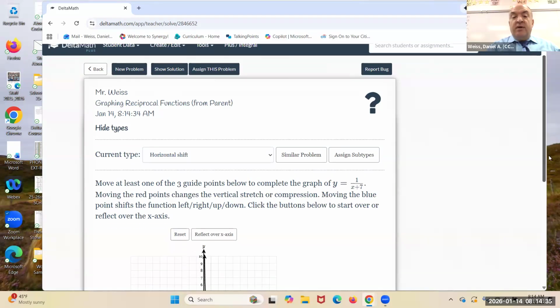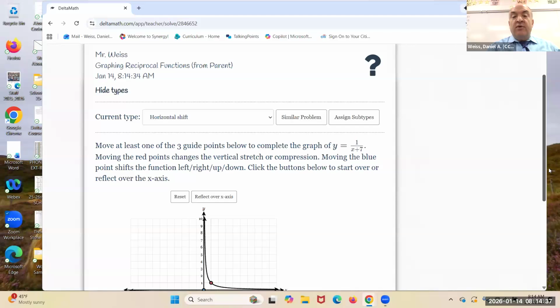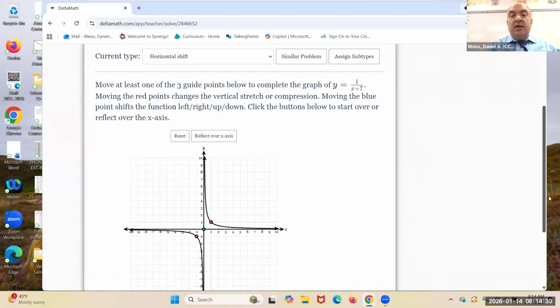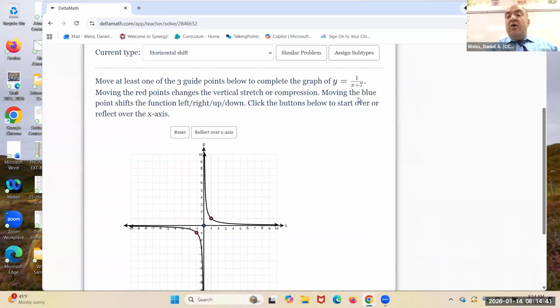So that one was going up and down, vertical. Now I'm going to do horizontal. All right. So now looking at 1 over x plus 7, what number will I put in for x in order to make the bottom 0? Wouldn't it be -7? Right? So I'm just going to take this and move over to -7.